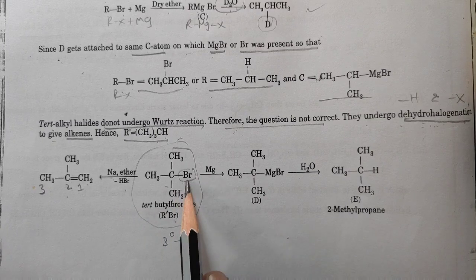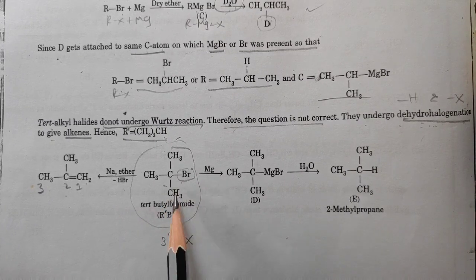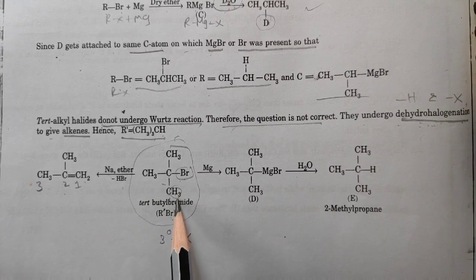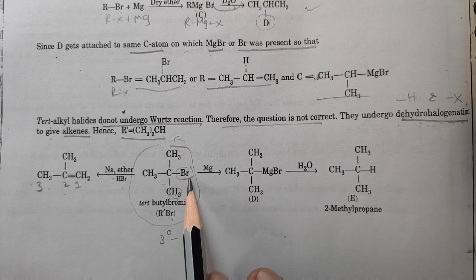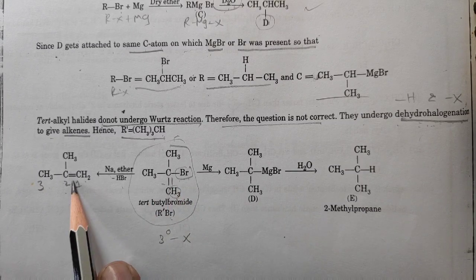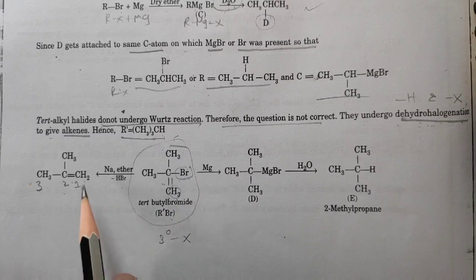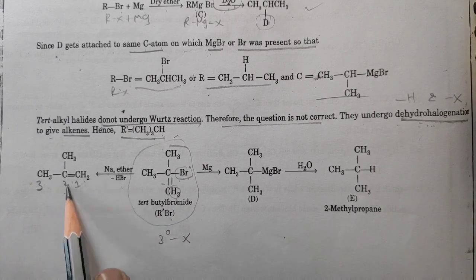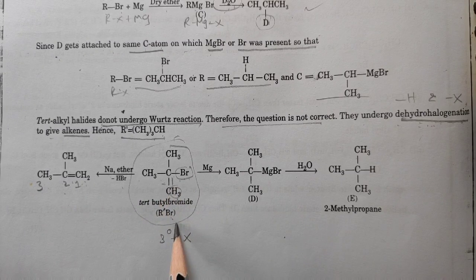This Br and one H from the next carbon will be removed, right? So you can see here, if I remove this H from here and Br from here, you will see between these two a double bond is formed. You can see here, right? So here, instead of CH3, CH2 is being written. So this is dehydrohalogenation of tertiary halide.